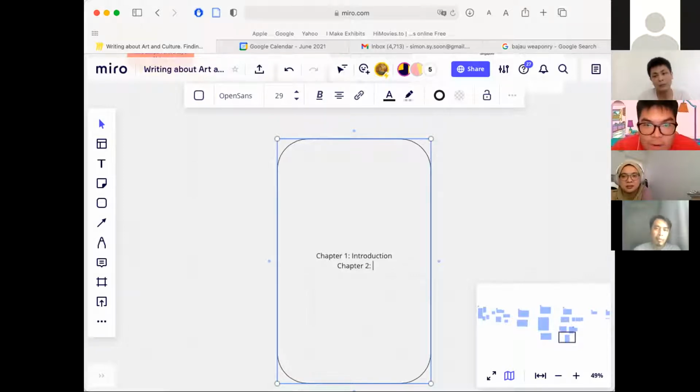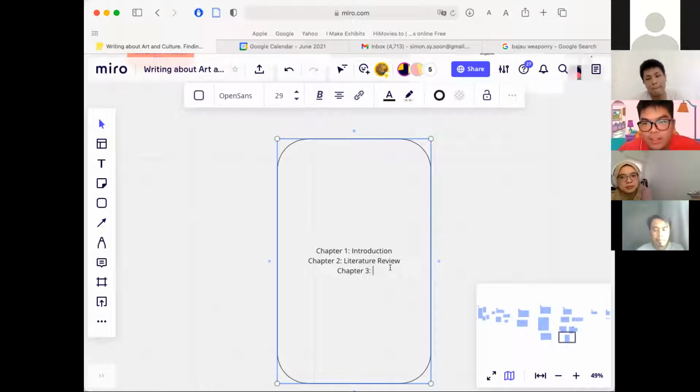Wait, let me open that. Chapter 2, I put the literature review. So I see it as the thesis actually beginning in chapter 3, where I think I'll talk about the beginnings, as in the museum's early days, how it was founded and things like that. Okay.